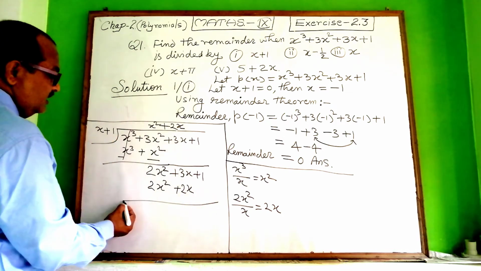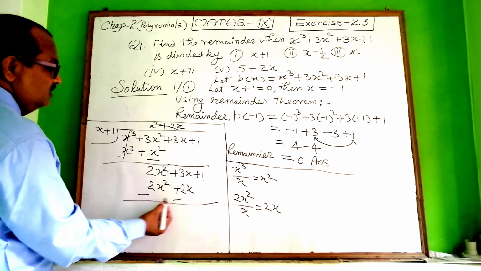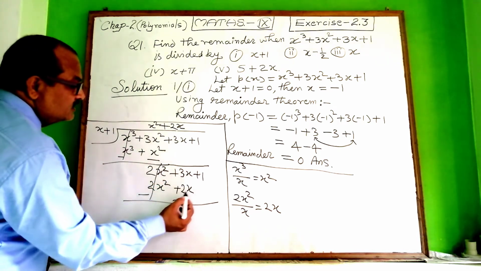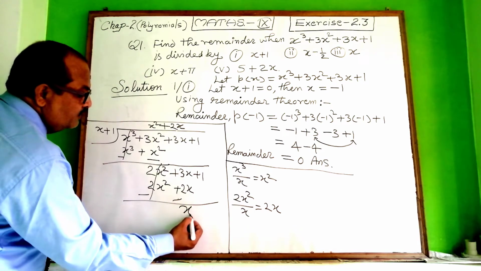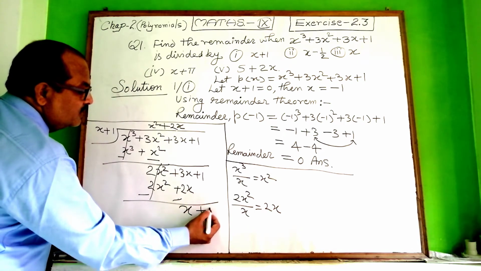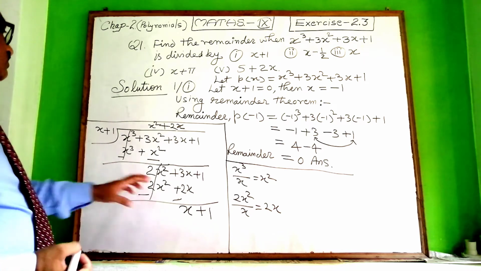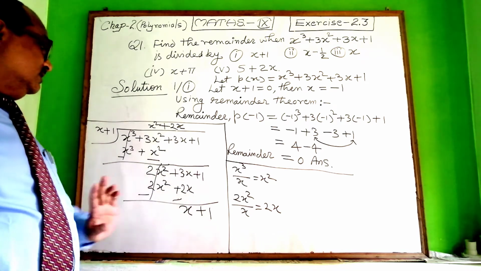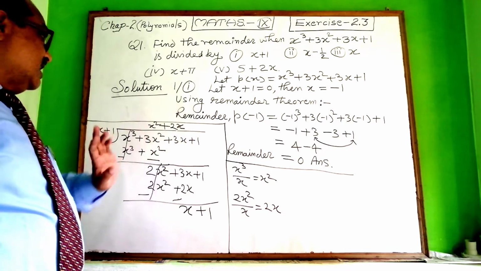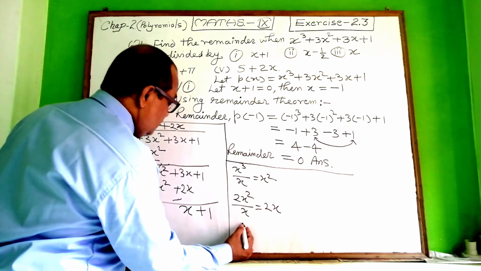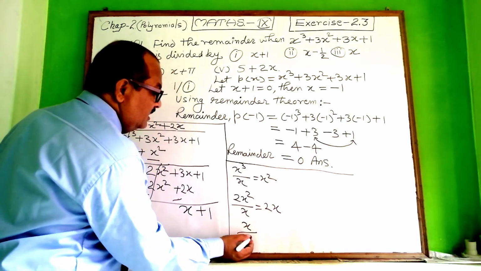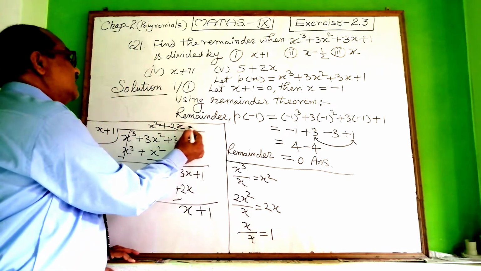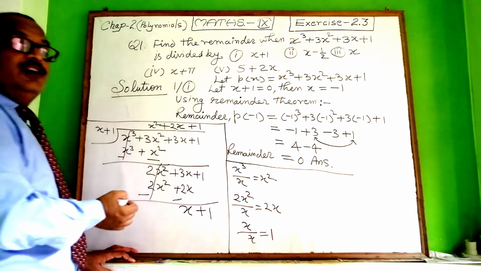Now subtracting again, so the sign will be changed, so it will cancel out. 3x minus 2x is simply x, plus 1. So 3x minus 2x, that is x, and it is 1. Now for finding the last term, see here x is divided by x, we will get 1. So here we can write plus 1.